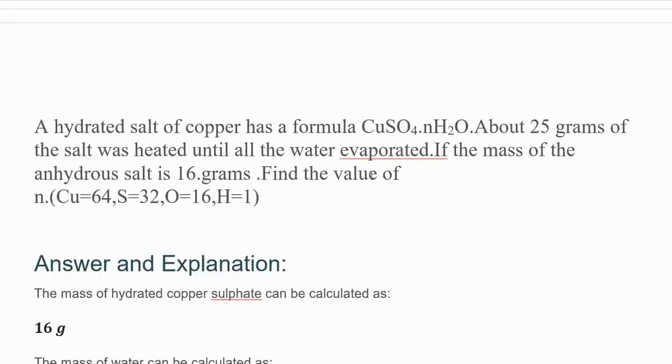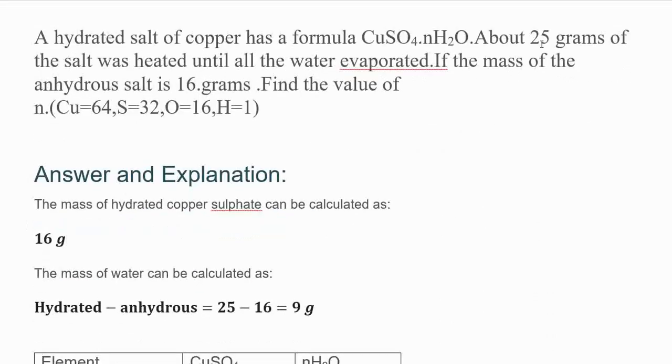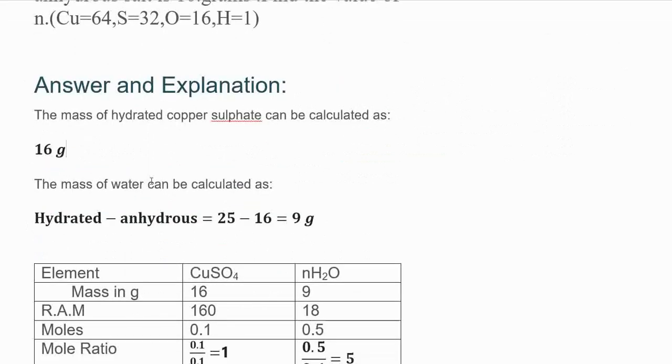But we were given that the mass of the hydrated salt, while it contained the water of crystallization, was 25. So we can easily get the mass of water that evaporated. How do you get that? The mass of water is equal to the hydrated salt minus the anhydrous salt. You subtract, and you get that the mass of water is 9.